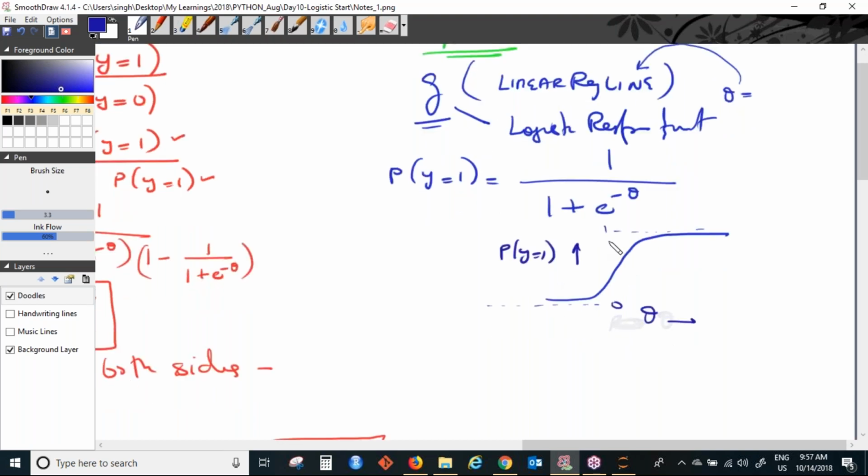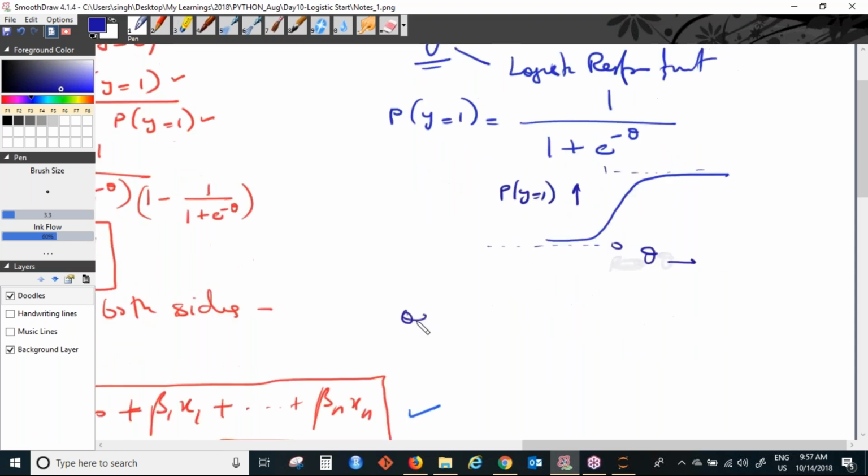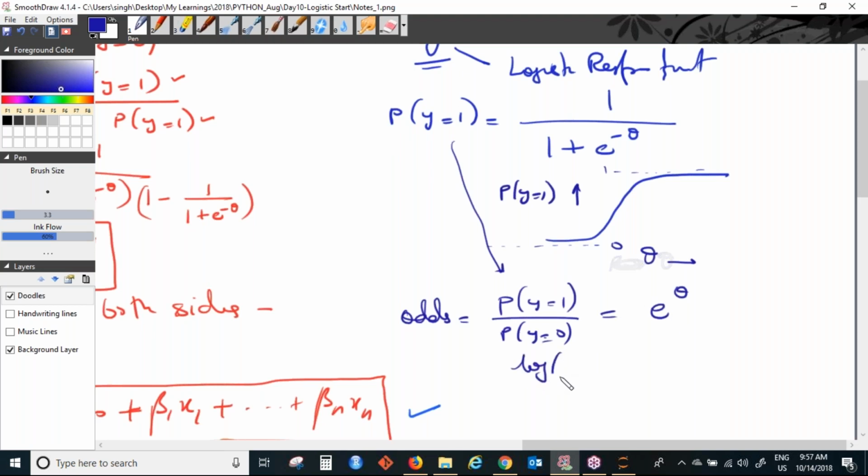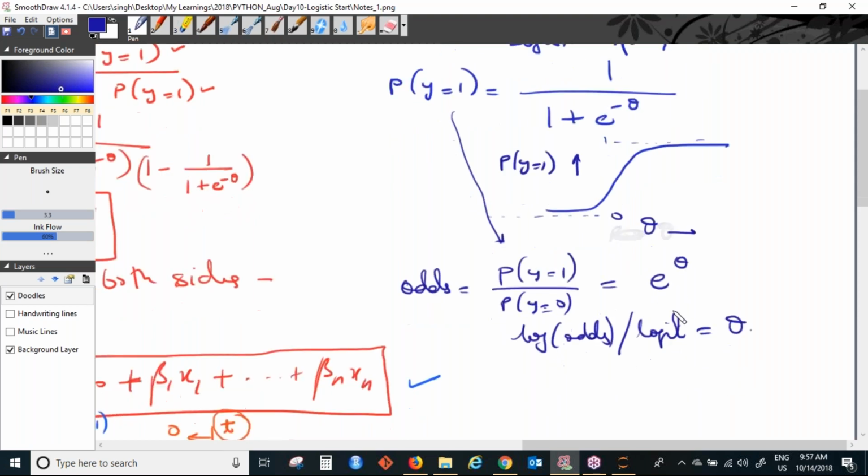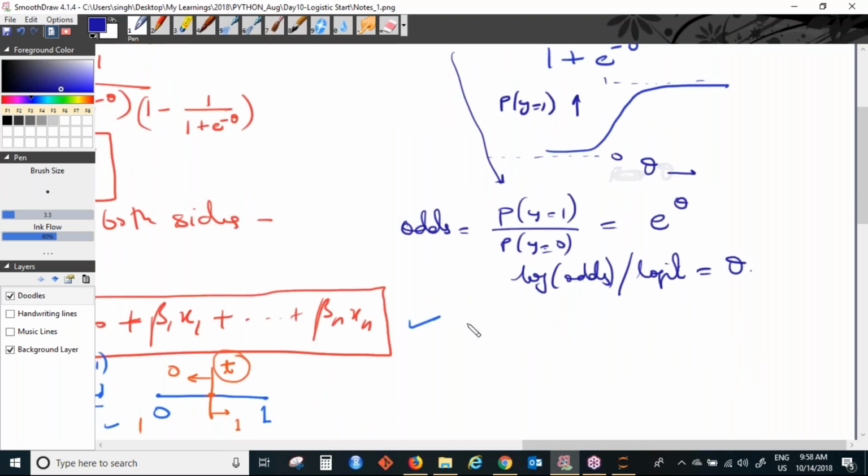Then next, we saw the concept of odds. This is another way to evaluate or understand logistic regression. The formula for odds is probability of y is equal to 1 by probability of y is equal to 0. If you put this equation here and here, what you will get is e to the power theta. So if I take the log of odds, which is also known as logit, I will get theta. Okay, so this brings us to the first assumption of logistic regression. So let us talk about assumptions of logistic regression right here. Okay, there are not many, only two assumptions of logistic regression.